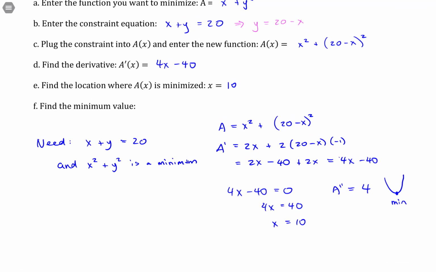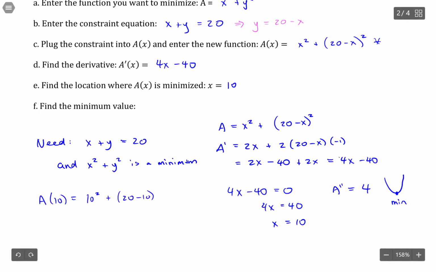And then find the minimum value. So the minimum value itself would be the function evaluated at 10. Let's see what we get. So A of 10, since I don't have both x and y at this time, I'll use this form here where I don't need the value of y. So that would be 10 squared plus 20 minus 10, quantity squared, which would be 100 plus 20 minus 10 is also 10. 10 squared is still 100. So the minimum value is 200.